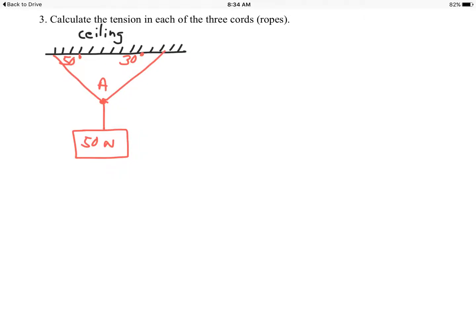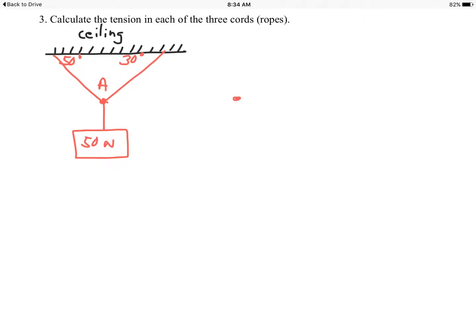Example 3. Here we have 3 ropes again holding up a weight, but this problem doesn't have symmetry. The 2 ropes are tied to the ceiling at different angles. But we have our point of concurrency, point A.